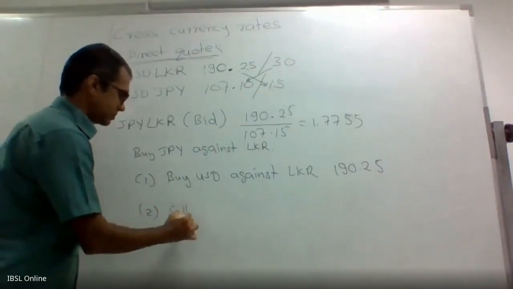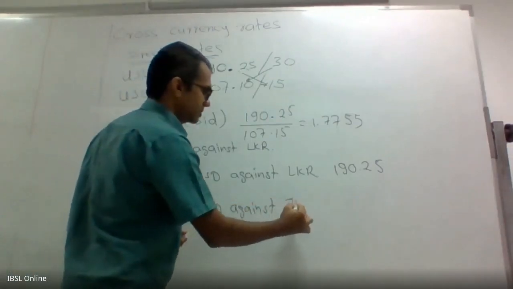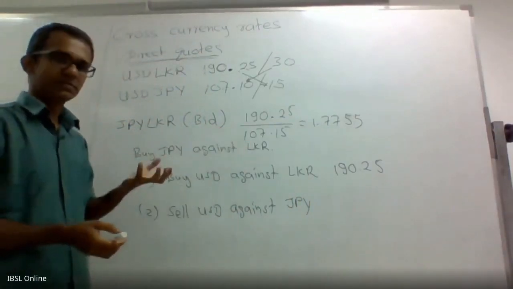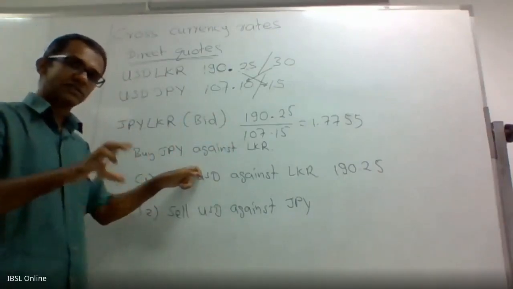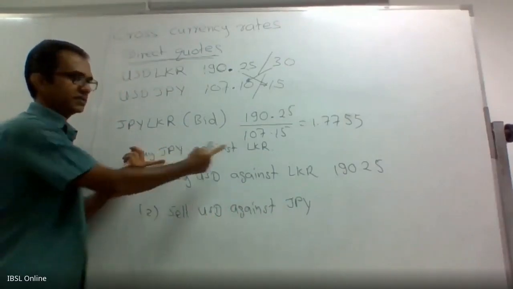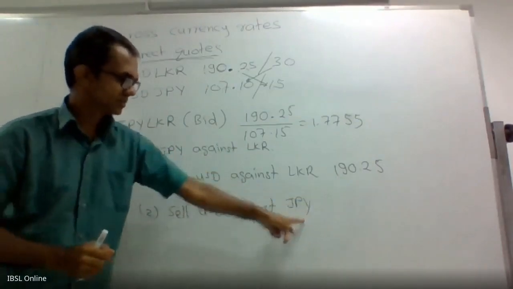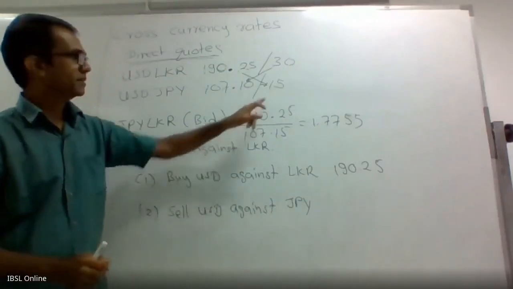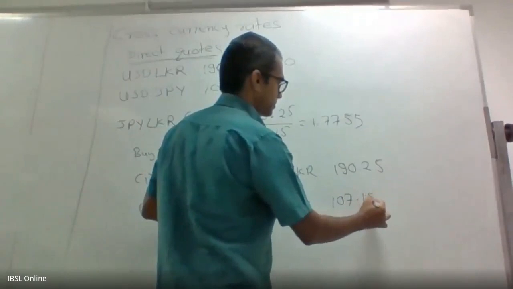You sell USD against JPY. So you had some rupees, you sold those rupees, bought dollars. Now you sell those dollars to buy yen. So it's effectively buying yen against LKR. At what rate will you do this transaction as a market maker? You sell dollar against the JPY at the offer rate, 107.15.